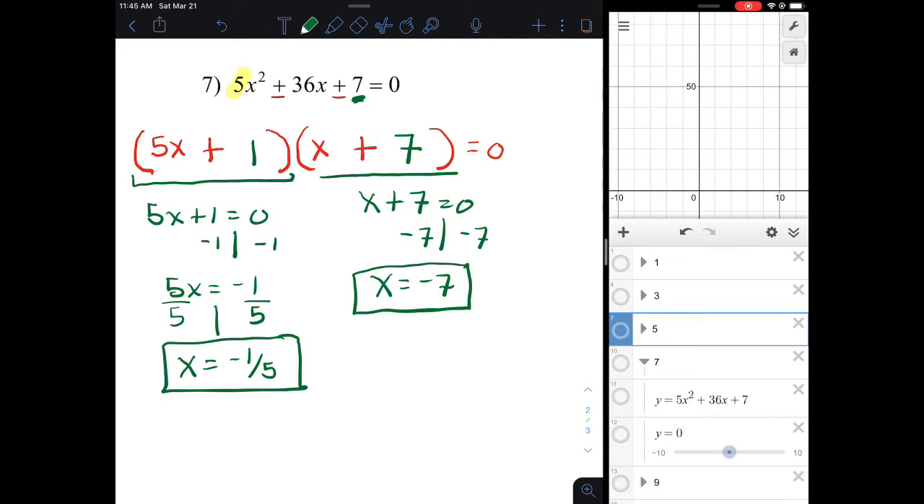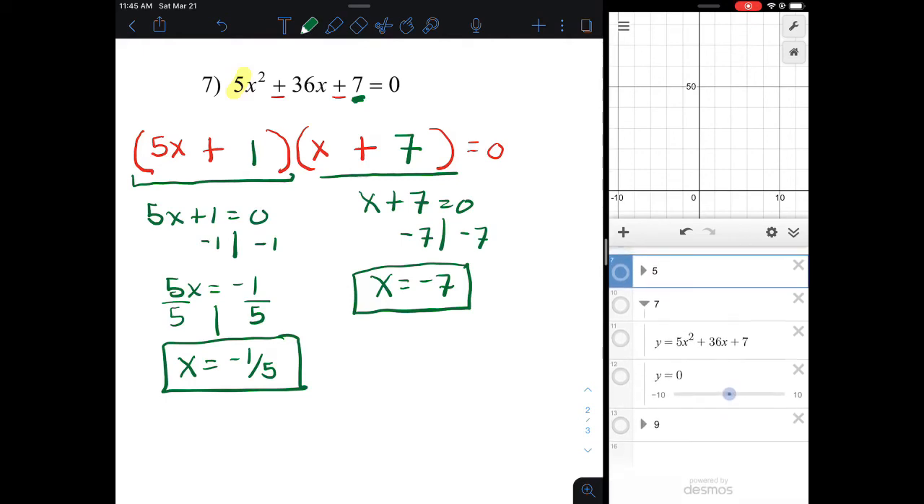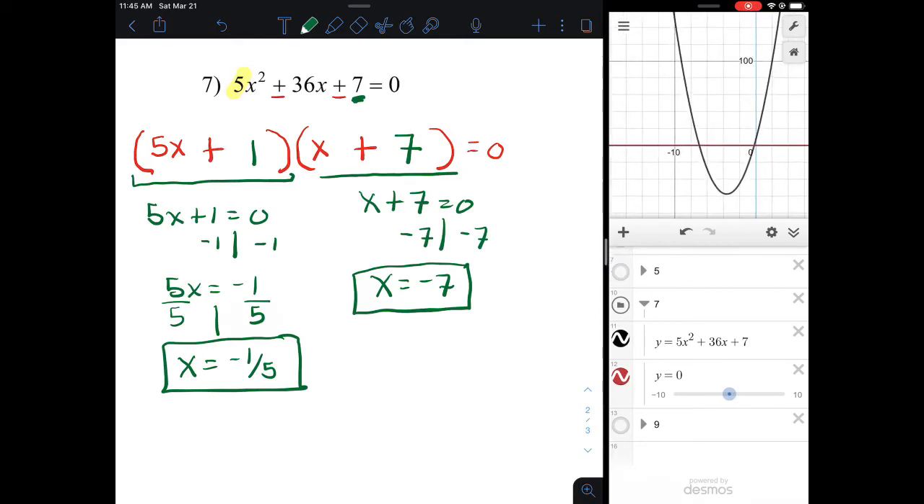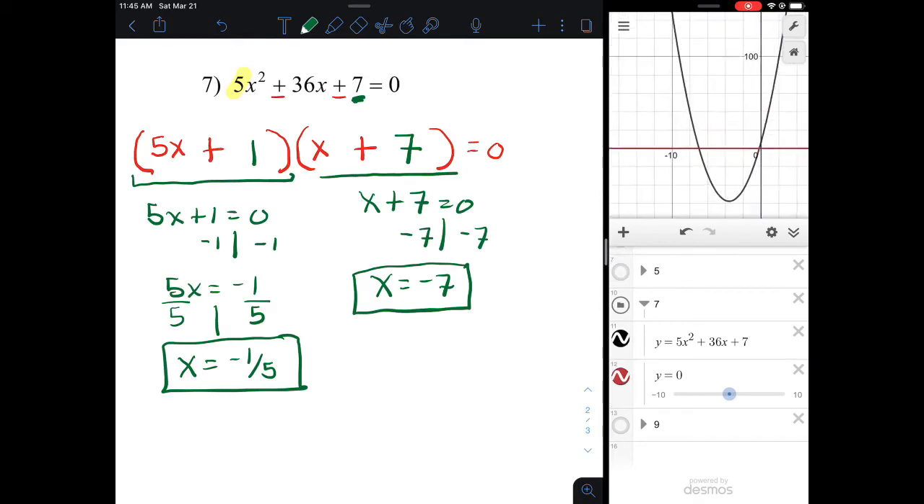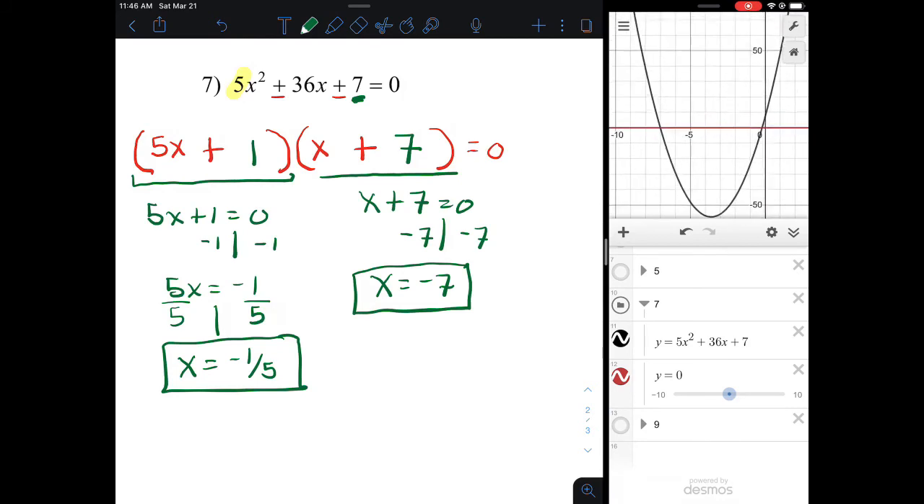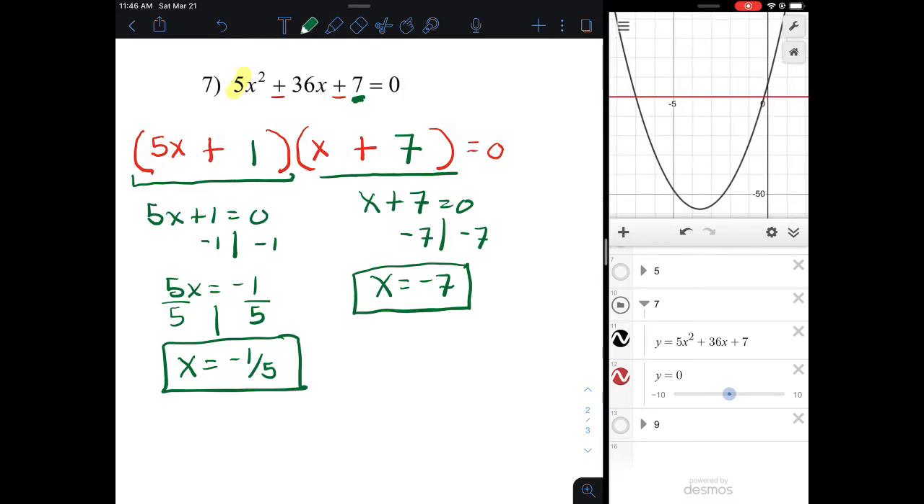So let's check this here with Desmos. So I say y equals the left-hand side, 5x squared plus 36x plus 7, and y equals 0, and we're going to graph it. And so I look here at the top right part of my screen. I'm trying to find the points of intersection between the two curves. And so I'm touching here, I get x equals -7.